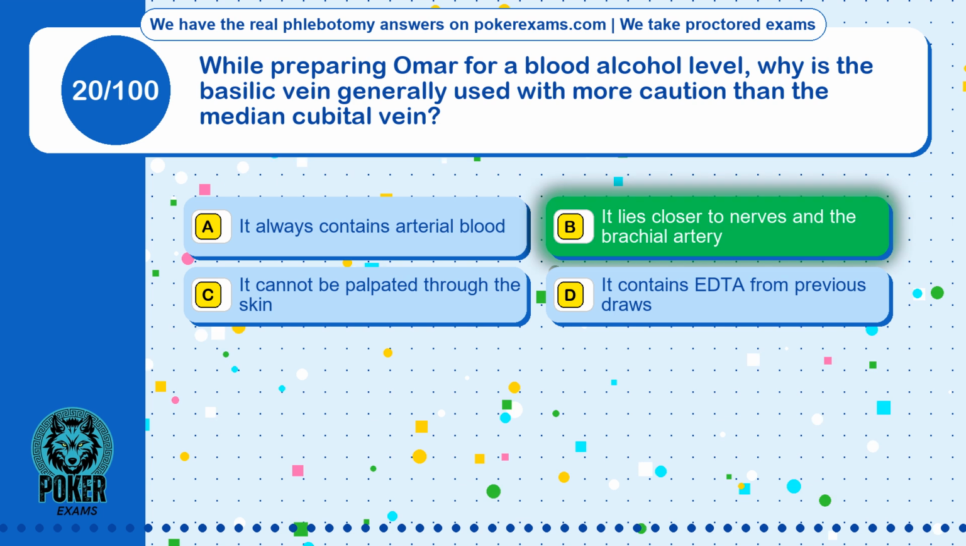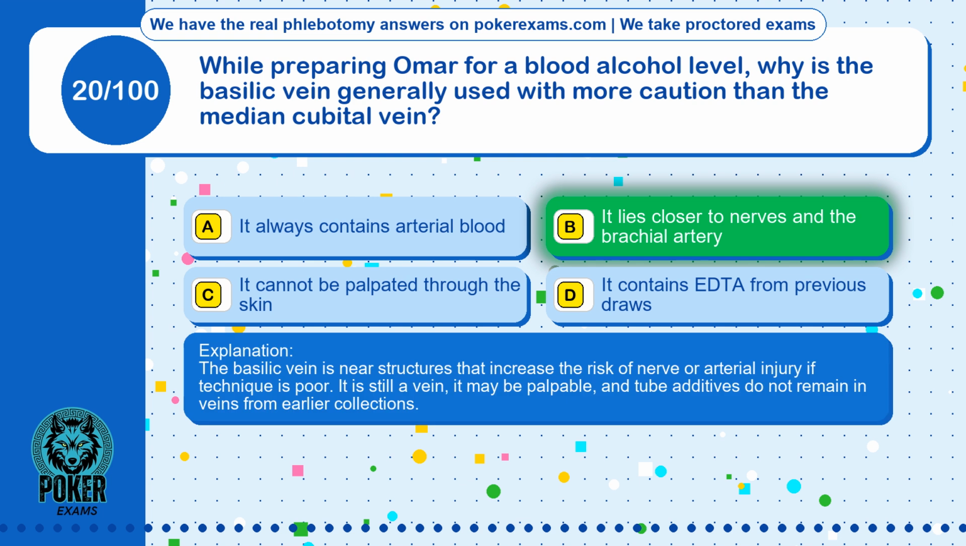The correct answer is option B. It lies closer to nerves and the brachial artery. The basilic vein is near structures that increase the risk of nerve or arterial injury if technique is poor. It is still a vein, it may be palpable, and tube additives do not remain in veins from earlier collections.